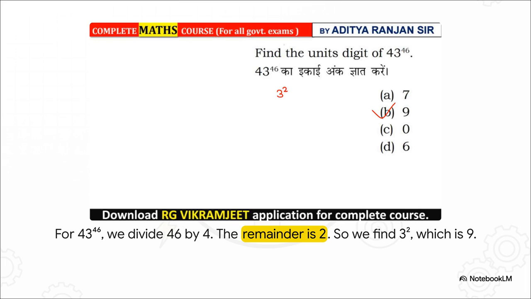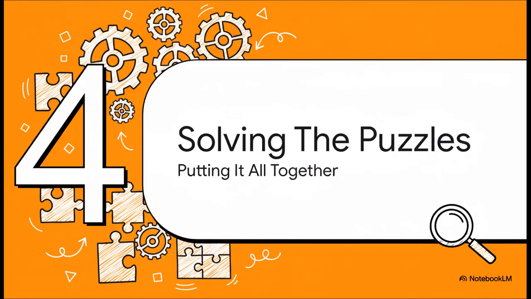So, to find the unit digit of 43 to the power of 46, we only care about 3 to the 46th. So we take the power, 46, and we divide it by 4. The remainder is 2. So our giant problem just became a tiny one. What's 3 squared? Well, it's 9, and that's our answer. Simple as that.